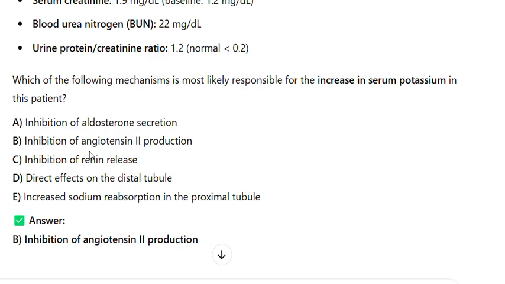A. Inhibition of aldosterone secretion. B. Inhibition of angiotensin II production. C. Inhibition of renin release. D. Direct effects on the distal tubule. E. Increased sodium reabsorption in the proximal tubule. Answer: B. Inhibition of angiotensin II production.